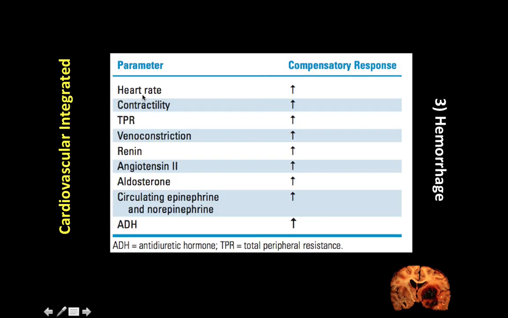We have the compensatory responses due to a hemorrhage: heart rate increases, contractility increases, total peripheral resistance increases, venoconstriction, renin, angiotensin 2, aldosterone, epinephrine, norepinephrine, and antidiuretic hormone will all increase.